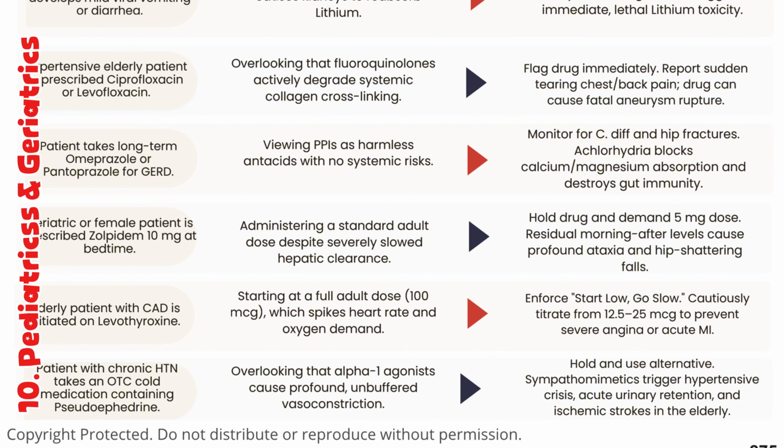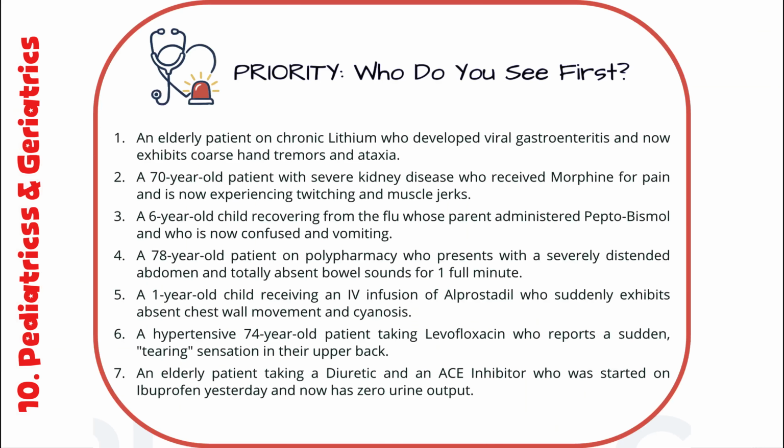Levothyroxine in a patient with coronary artery disease follows start low, go slow. A full adult starting dose spikes heart rate and oxygen demand enough to trigger angina or MI. Prioritization check. 7 patients, 1 nurse. Pause the video right now, read the list on the screen, and lock in who you would see first.